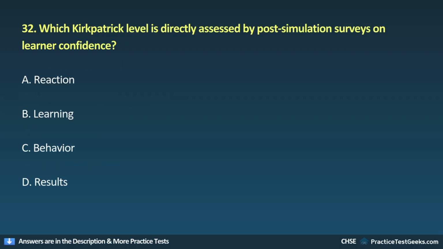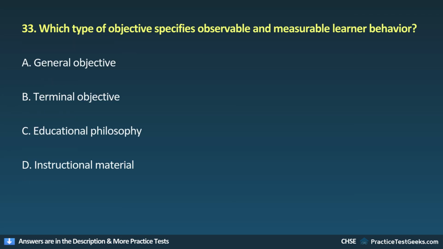32. Which Kirkpatrick level is directly assessed by post-simulation surveys on learner confidence? A. Reaction. B. Learning. C. Behavior. D. Results.